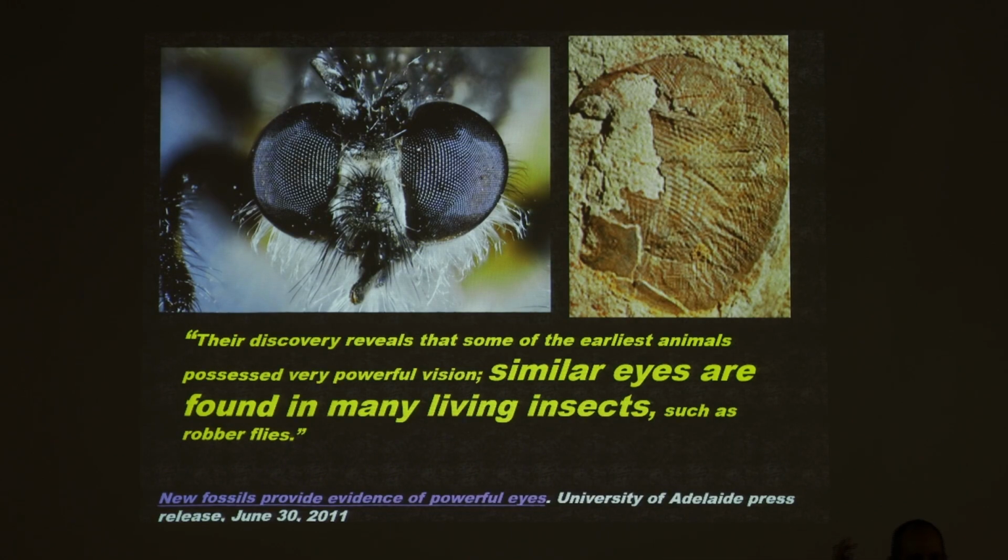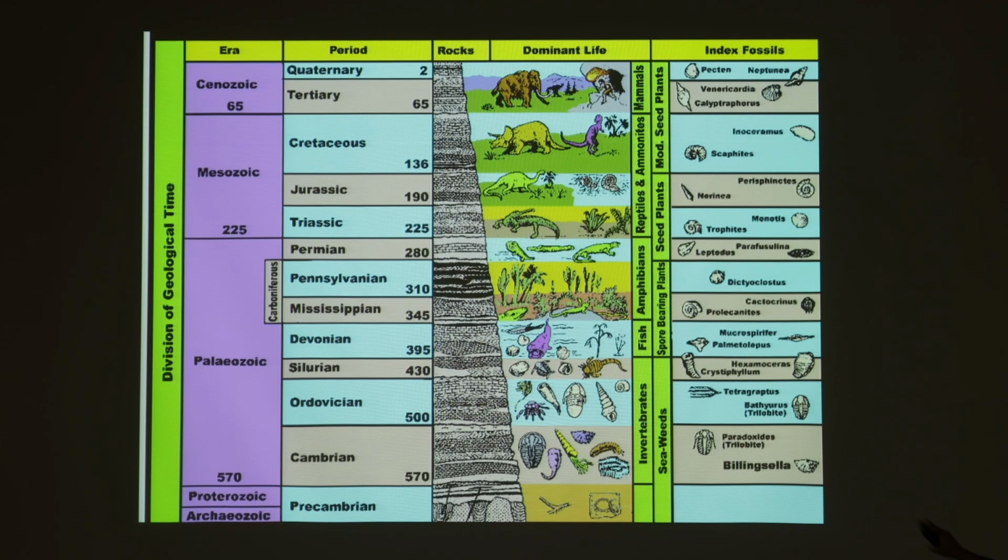Are flies' eyes complex? Oh yeah, they are very complex. Just try swatting one of those things. Man, they can see it coming. Their eyes are very complex, and what is this study? What did they say? Their discovery reveals that some of the earliest animals possessed very powerful vision. Similar eyes are found in many living insects. Really? Very powerful vision here down where life is supposed to be very uncomplex and very simple. But instead, we're finding complexity way down here at the bottom.